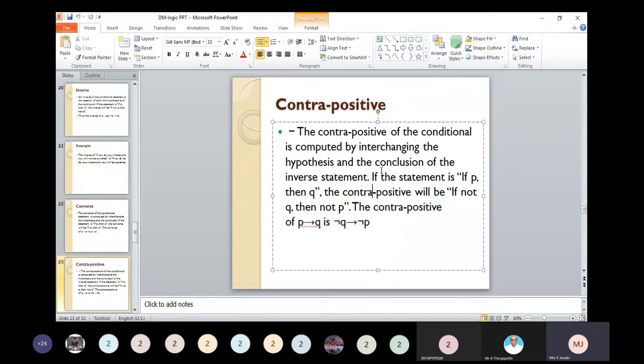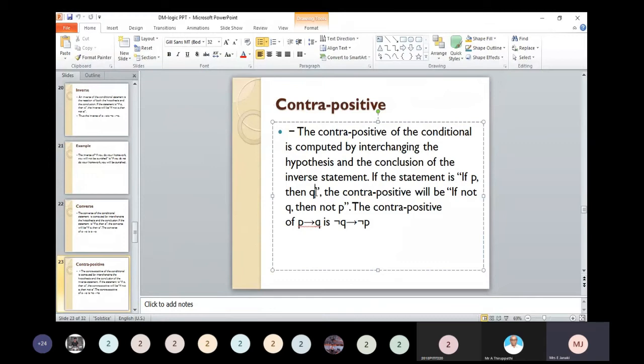See, now this is the given statement. If the statement is, if P then Q, this is the given statement. So what do we have to do first? To find the contrapositive, first of all, we have to write the inverse. So how to write the inverse? Take the negation of the hypothesis and the conclusion. So that is if not P, then not Q. This is the inverse, and interchange this. That is if not Q, then not P.